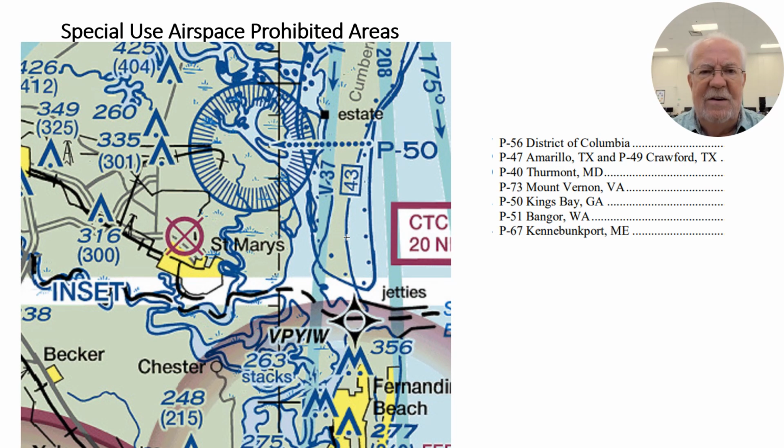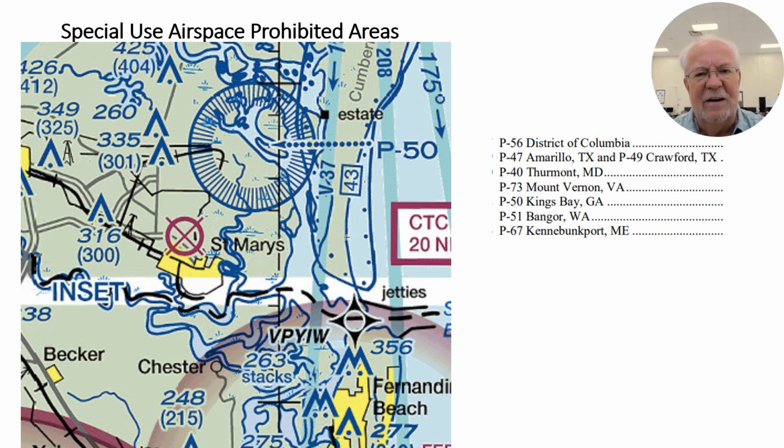So we'll flip the page. Here's an example of one. By the way, on the right side there, that's all of the current prohibited areas in the United States. District of Columbia, obviously Washington, D.C., the nation's capital. The bottom one, Kennebunkport, Maine. That's where the ex-president lives, apparently. I'm not sure where Jimmy Carter is, I don't see him listed, but anyway, it doesn't matter.